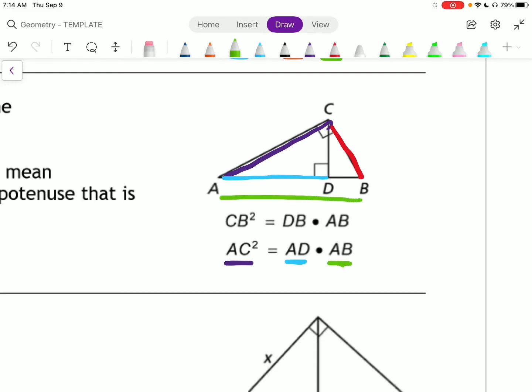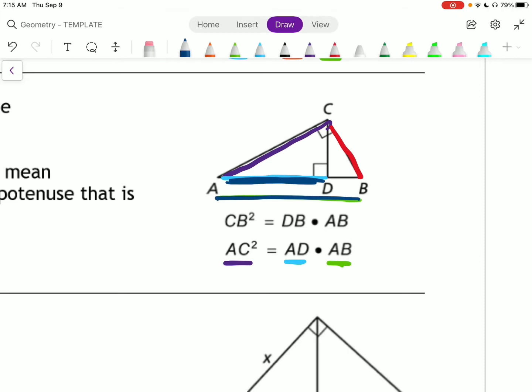All right. So if we're looking at the large right triangle with the altitude drawn in it, the left or the right leg, you can pick which one you want to do. In this case, we talked about the left leg. The left leg, the purple leg, AC, is the geometric mean. So we could say AC squared equals the shorter piece of the hypotenuse times the whole thing.